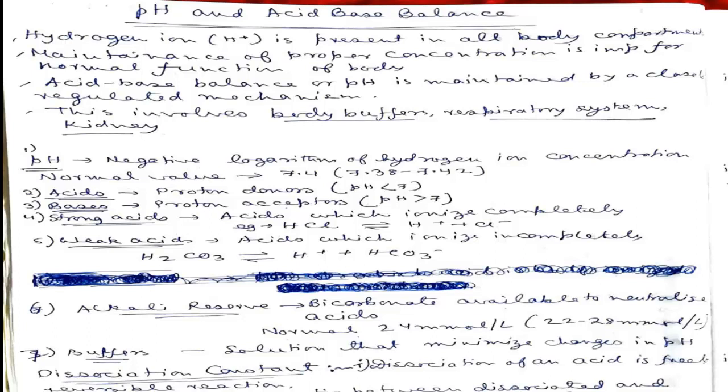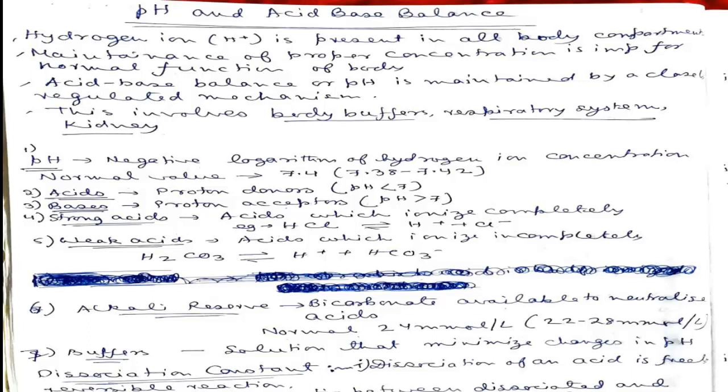Now some common terms that we will need in this chapter. pH. pH is negative logarithm of hydrogen ion concentration. Normal value is 7.4, range is 7.38 to 7.42. Acids are proton donors. Bases, these are proton acceptors. Strong acids, acids which ionize completely. Weak acids, acids which ionize incompletely.